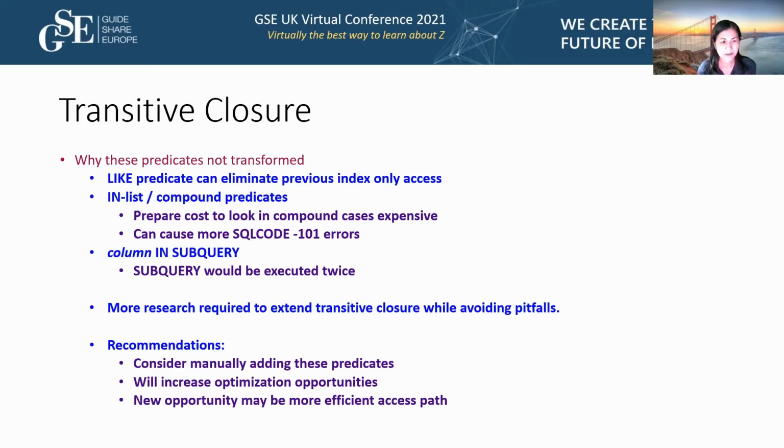The recommendation for transitive closure: in the cases where Db2 does not perform transitive closure, consider manually adding predicates. Adding these predicates will increase the optimization opportunity, and this opportunity may allow us to choose a more efficient access path.